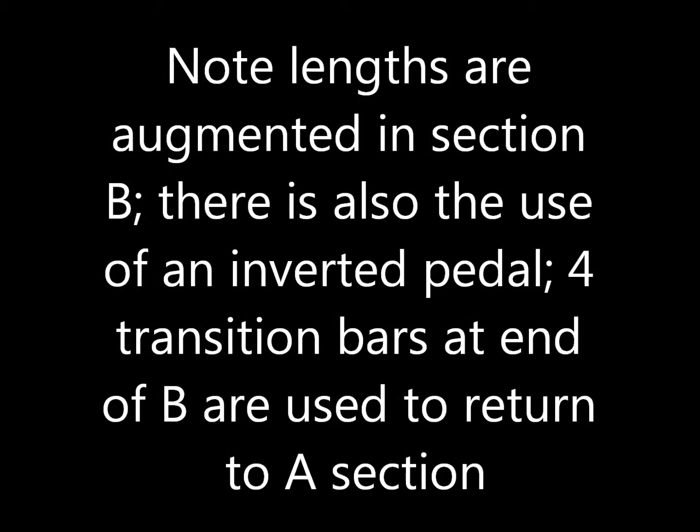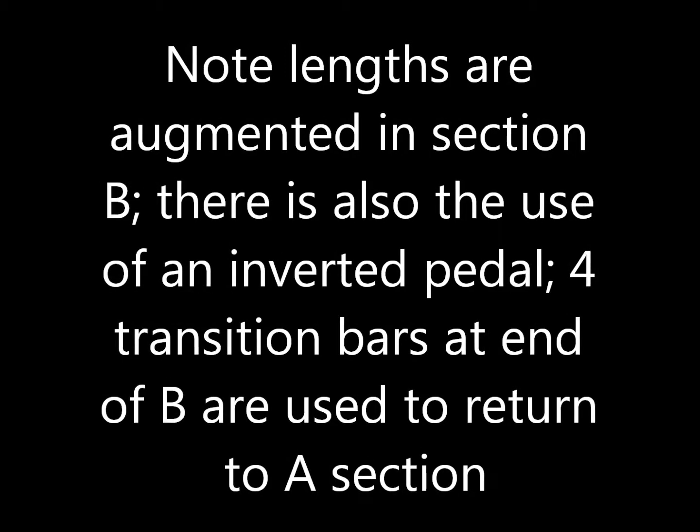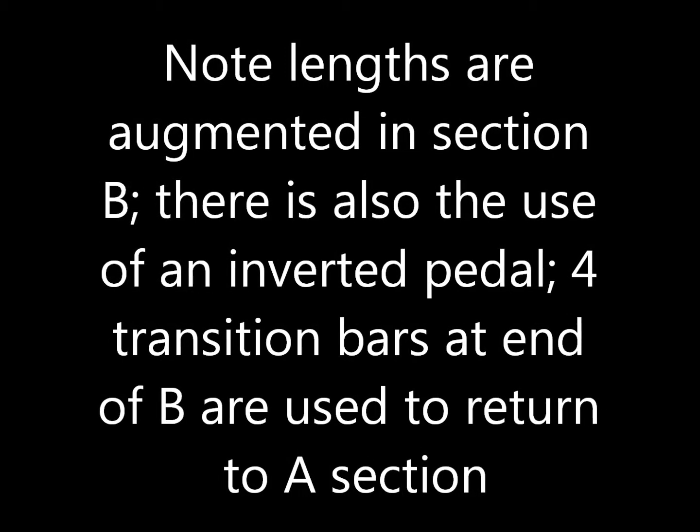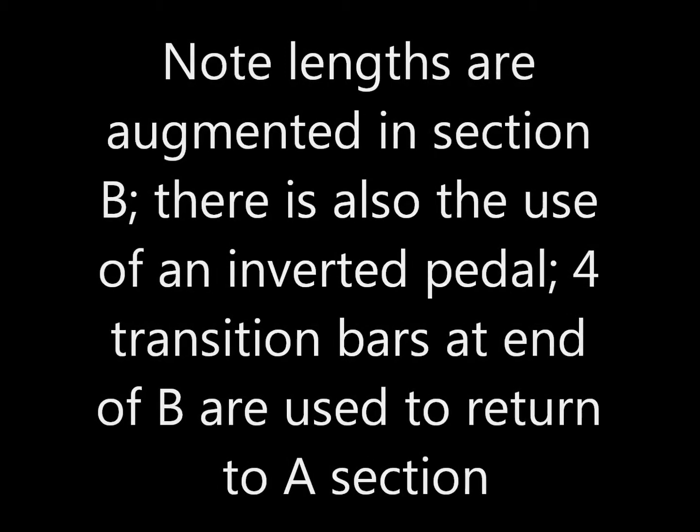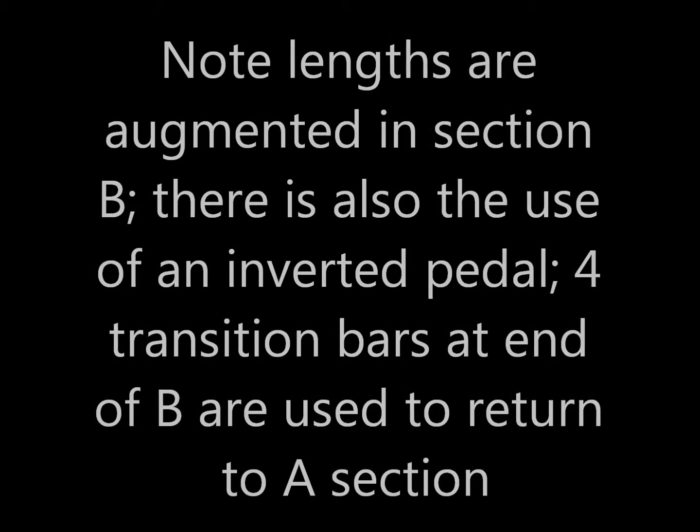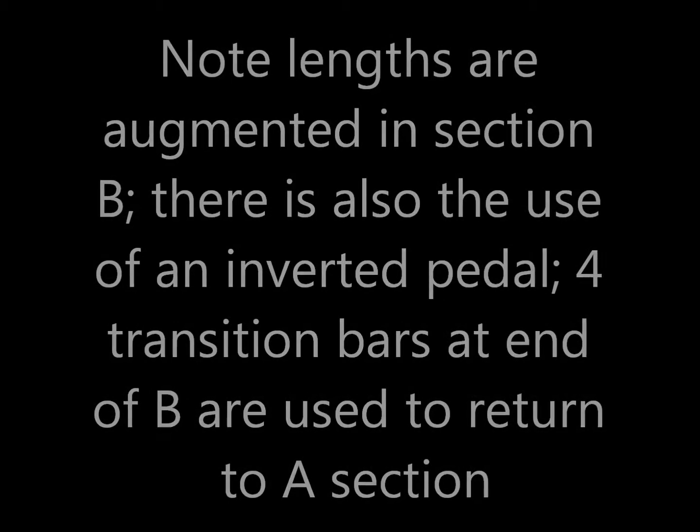Bar 75, the last bar of section B, is a transition bar between section B and the repeat of section A. The last 4 quavers of bar 75 prepare for the key change in the next bar.